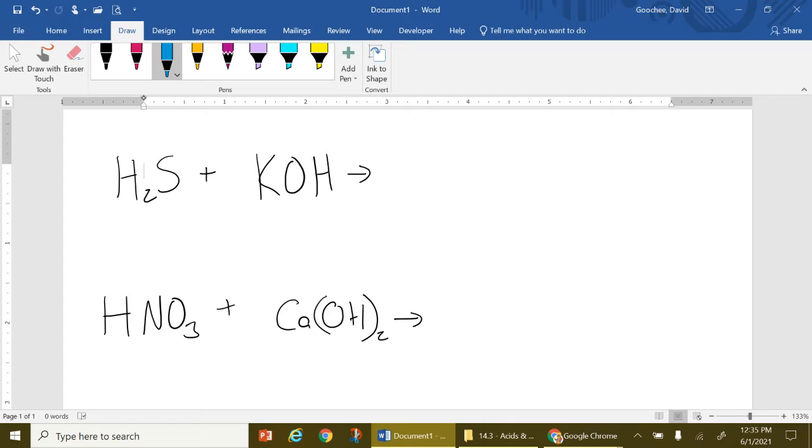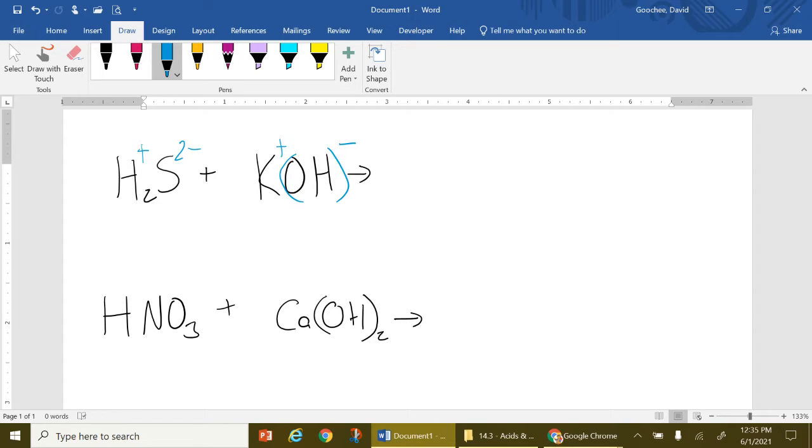And remember, we can treat the acid as if it were an ionic compound. Hydrogen has a +1 charge. Sulfur has a 2- charge. Potassium has a 1+ charge, and hydroxide, OH, has a 1- charge.